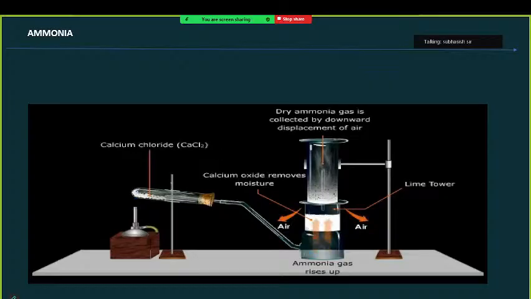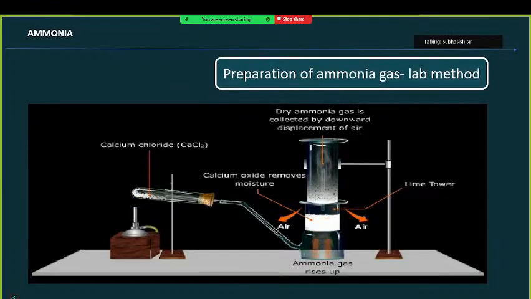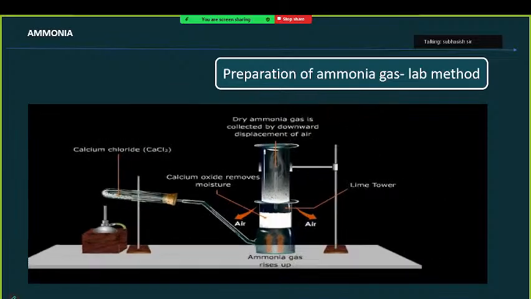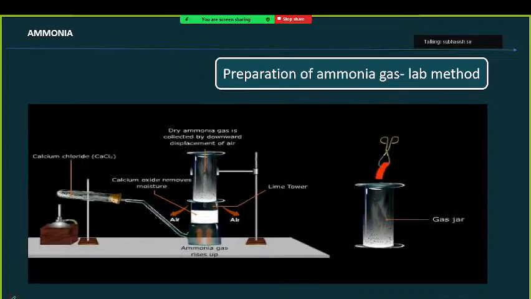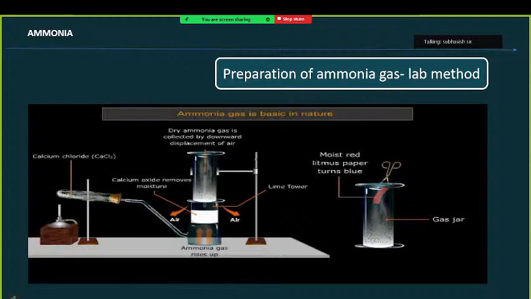So this is the lab preparation of ammonia, where ammonia is collected by the downward displacement of air. Once red litmus paper is held in the gas jar of ammonia, it is converted into blue, by which you can identify the ammonia gas or the nature of the gas.